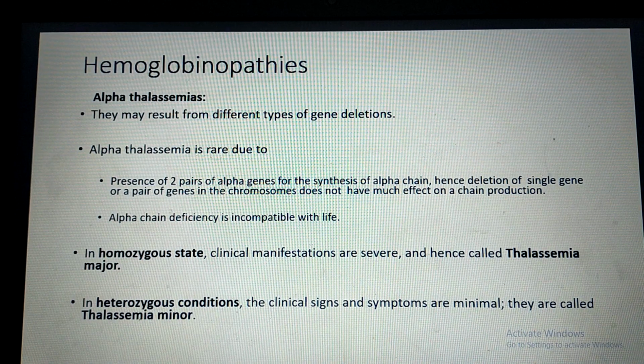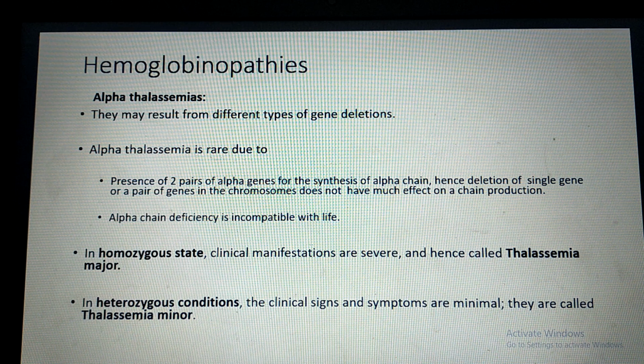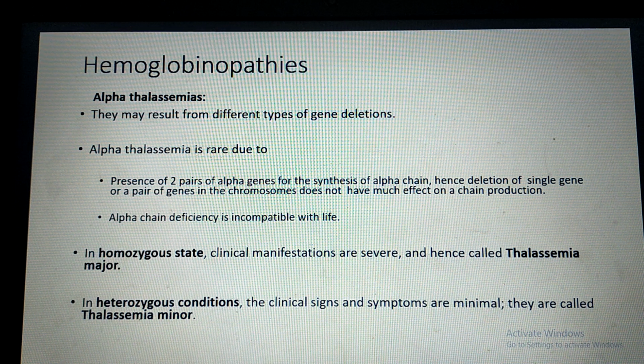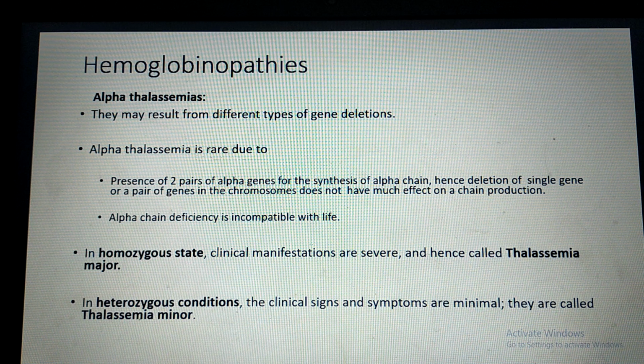After completing beta thalassemia, now come to alpha thalassemia. They may result from different types of gene deletions. Alpha thalassemia is rare because, number one, alpha chain synthesis is coded by two pairs of genes. That means 4 alleles are responsible for alpha globin synthesis. Now, due to the presence of 2 pairs of alpha genes for synthesis of alpha chain, deletion of a single gene or single allele or a pair of alleles in the chromosome does not have much effect on alpha chain production.